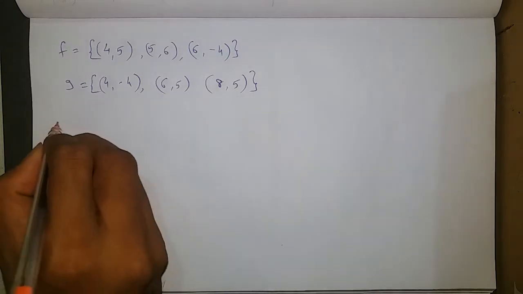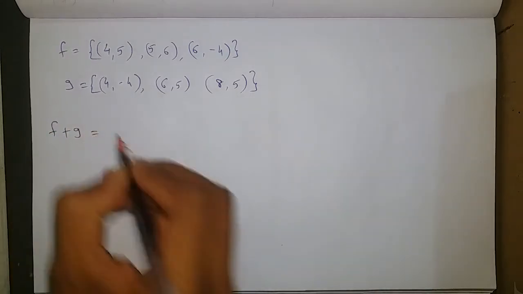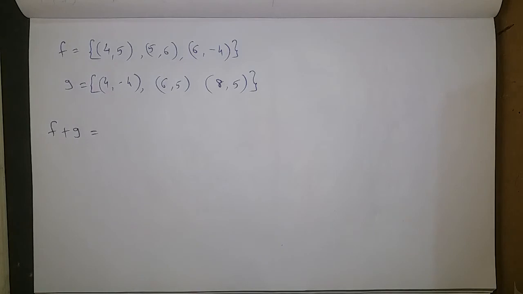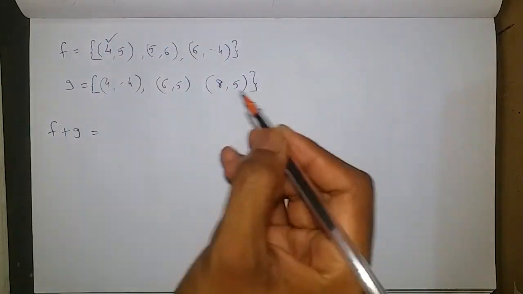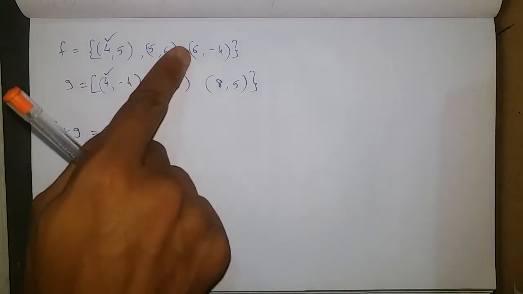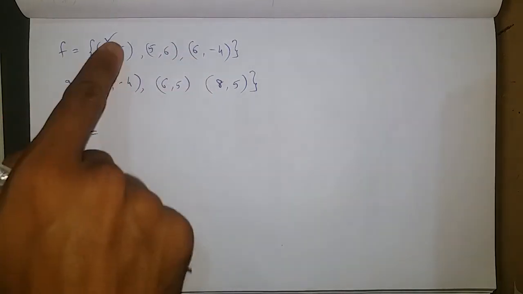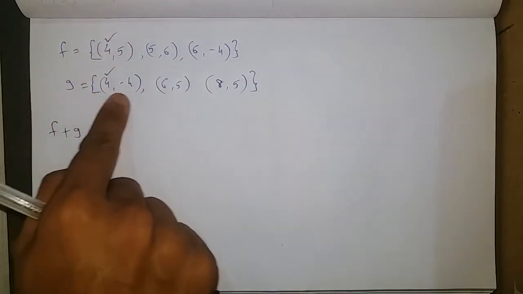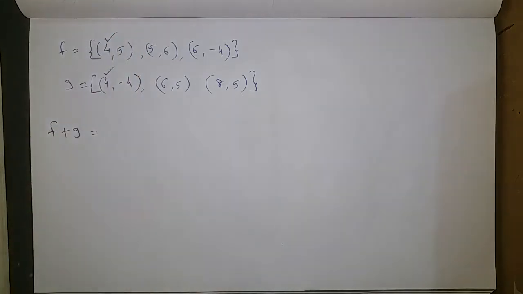So for example, first I am going with f plus g, addition of both the functions. So first check where the first elements are same. Here first element is 4, here also first element is 4. Here 5, 6 both are different, here 6, 8 both are different. So it means only these two ordered pairs we need to solve.